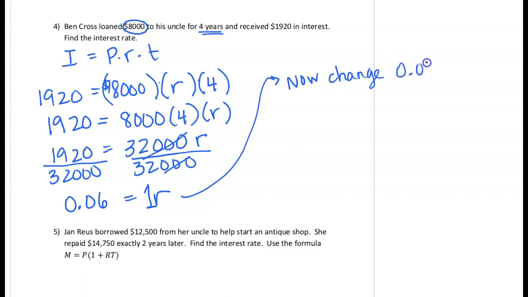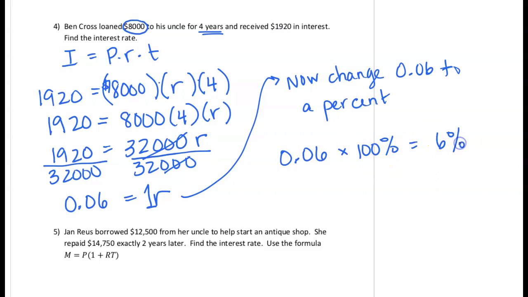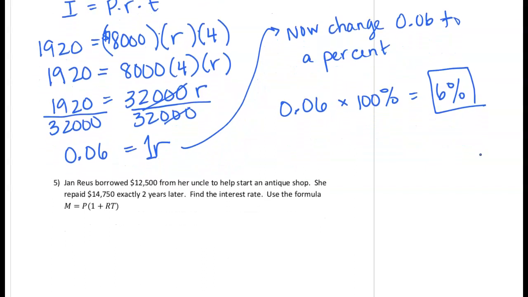And now we're going to change that to a percent. So change 0.06 to a percent. So 0.06, thinking back to chapter 3, we multiplied by 100% because 100% is the same value as 1, and that ends up giving us 6% with the percent label. Our interest rate is 6%. Last example for section 4.3.